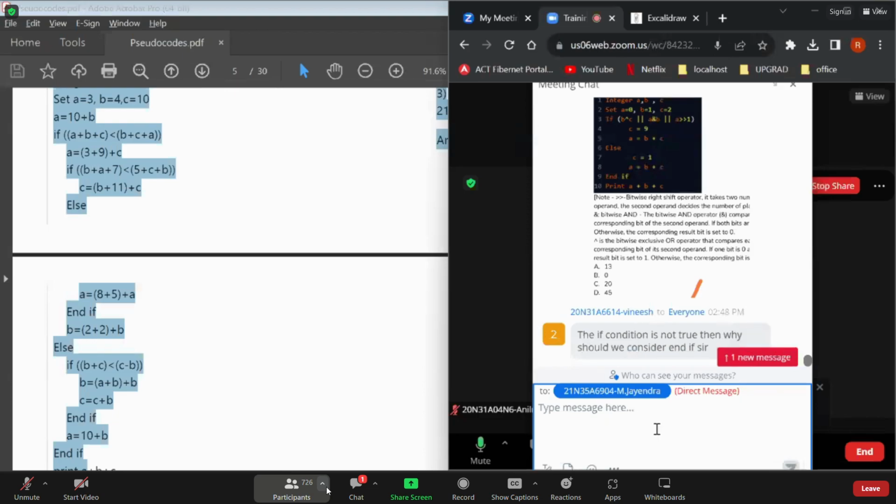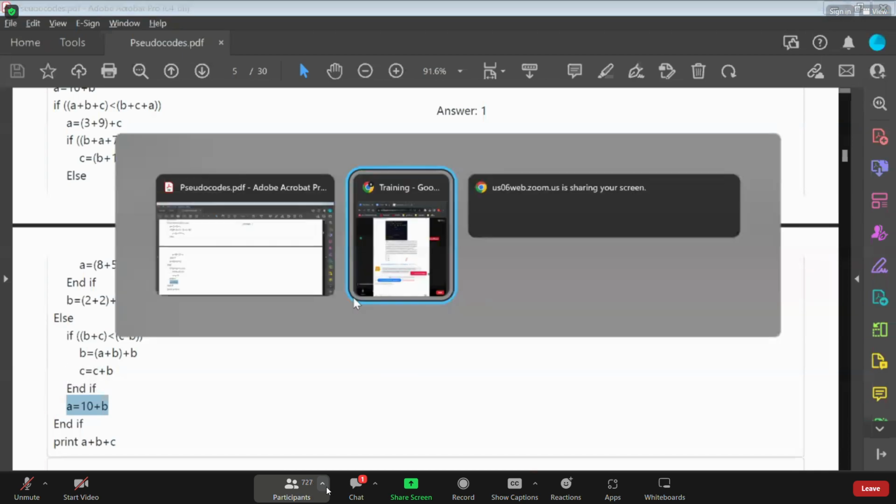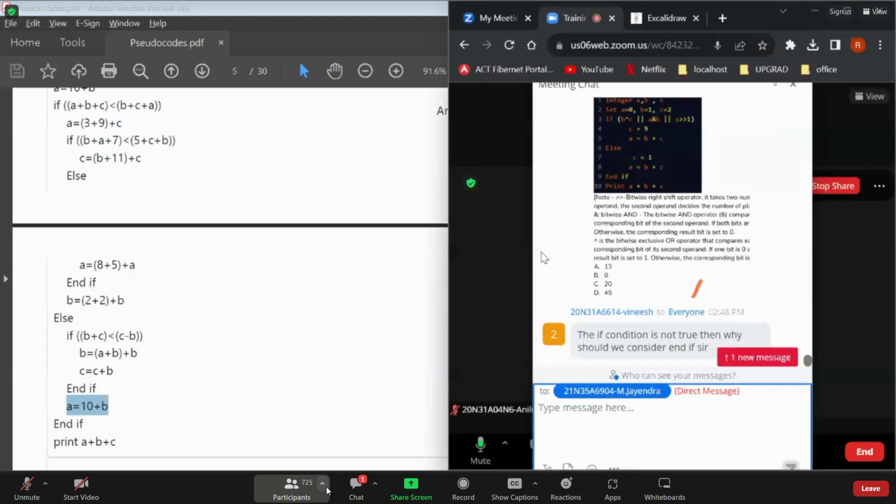So if the condition is not true, then why should we consider endif? See, that is what I did. The condition was not true here. It was false. So I excluded endif. I did not even consider it. I directly went with a equal to 10 plus b. It is just to indicate that the if block is ended there because he's not using any curly braces. Instead of curly braces, he's just using endif. That's it.